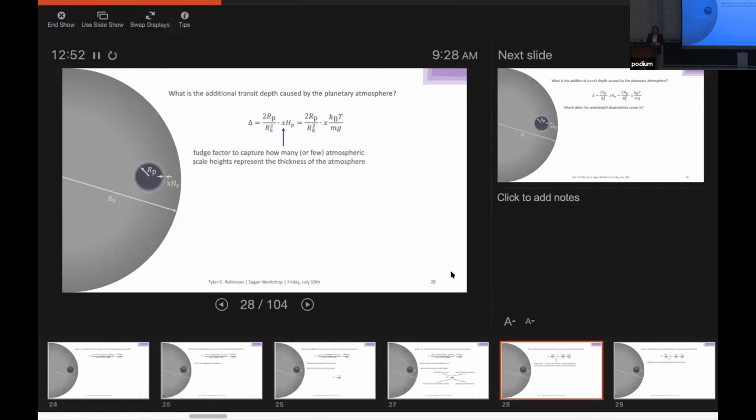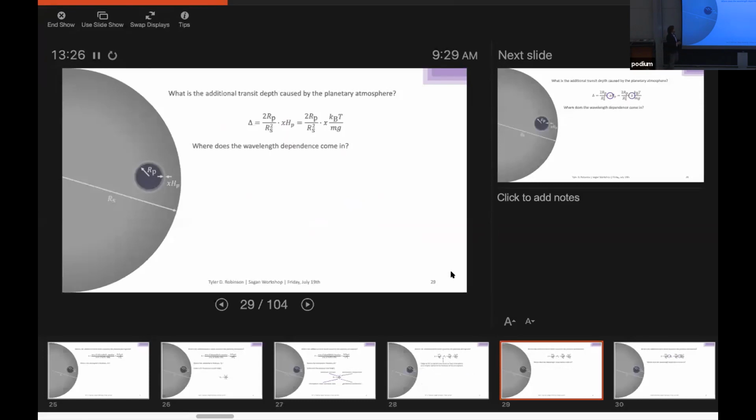So if I plug all of that into the expression up above, you get that the signature due to the atmosphere scales in this way, and I'm now throwing in a little fudge factor here because the thickness of the atmosphere isn't guaranteed to be one scale height. It could be several scale heights, or it could be less than a scale height. And so I'm calling that factor X. And so the question I have is, well, where does the wavelength dependence come in this expression? I haven't actually explicitly said anything about wavelength dependence in that expression. Think about it for a second.